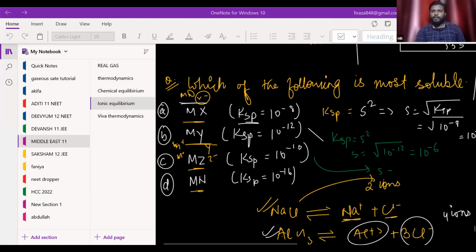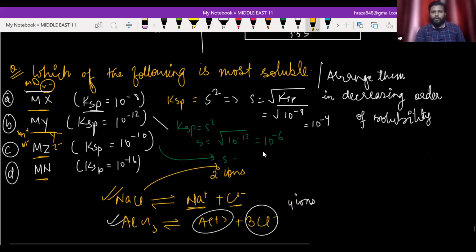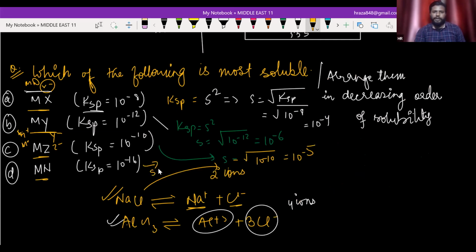Is everyone getting my point? What I want to say? So it will be under root of 10 raised to the power minus 10. That will be equal to 10 raised to the power minus 5. And again, here you will get 10 raised to the power minus 8. What I want to say is that, we got the value of solubility for each of this, each one of this.